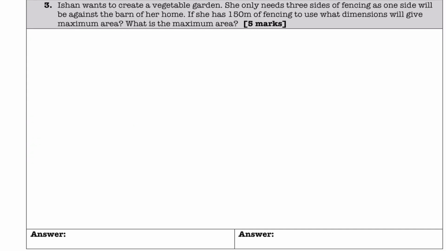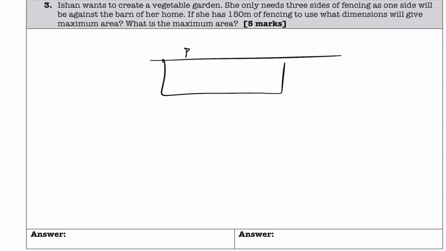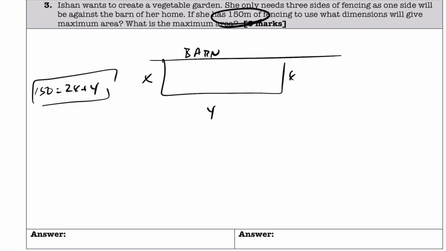Let's take a look at the last problem here. In the last problem, we have Shani building a vegetable garden. One side of this vegetable garden is against a barn. So I can label these as x's, these as y's. I know that we have in the question 150 meters of fencing to work with. So I know that the perimeter of that fencing can be expressed as 2x plus y. I'm looking to maximize the area.